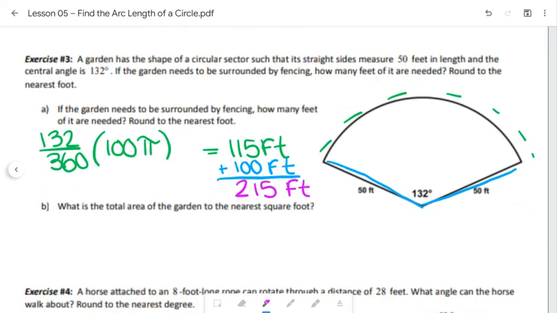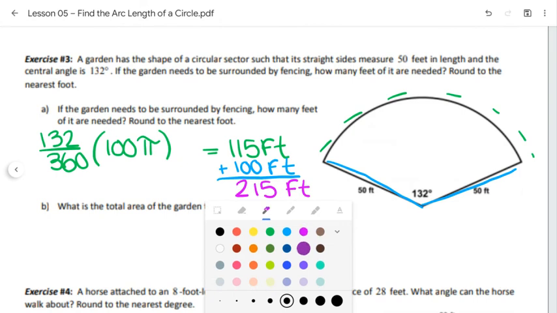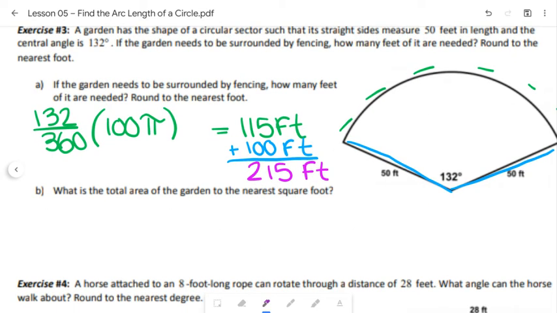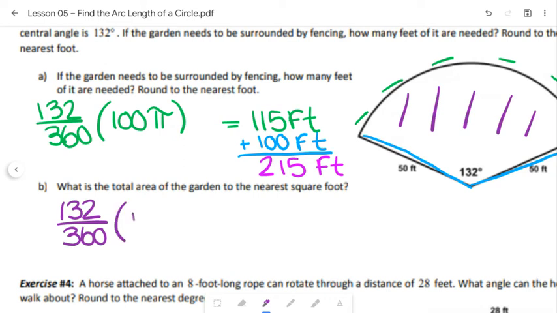Now, what's the total area of this garden? So the same kind of concept. This is just what we did in the previous lesson. I'm still taking 132 over 360. Because this is going to be the shaded inside portion that we're looking for, that area of the sector, I multiply it by pi r, my radius, which is 50 squared. And again, I'm just going to plug that right into the calculator and let it do the work for me.